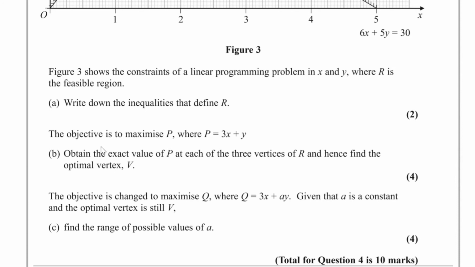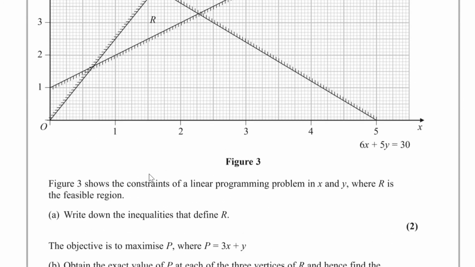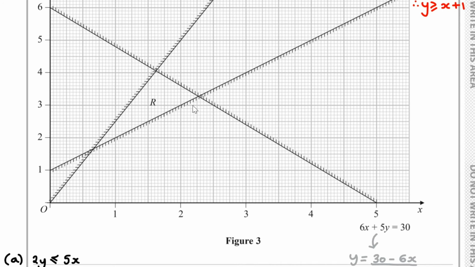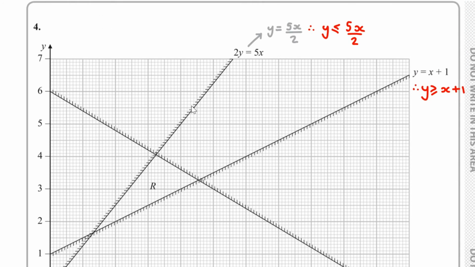For part B of the question, the object is to maximize p, where p equals 3x plus y. We have to obtain the exact value of p at each of the 3 vertices of R, and hence find the optimal vertex v. So before we do anything, we need to find the intersection coordinates and then substitute those coordinates into the objective function, and the largest one is where the optimal vertex will lie. So we can use our calculator to help us do this.